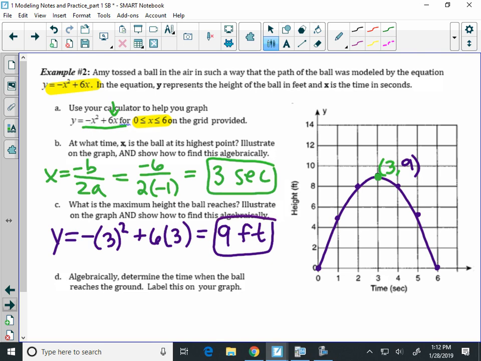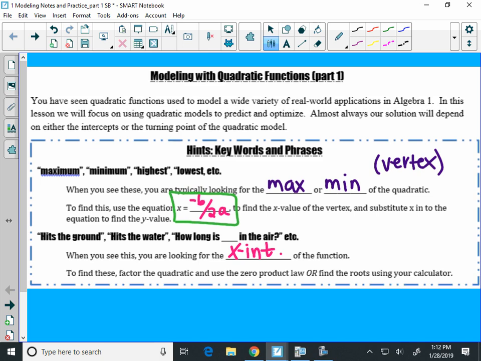Good. Which makes sense, we know, because the vertex of our parabola is at (3, 9). Alright, and lastly, algebraically determine when the ball hits the ground. So when we come back to the front of our notes, we talked about the phrase hitting the ground. Well, I said when you do that, you're looking for the x-intercepts of the function.